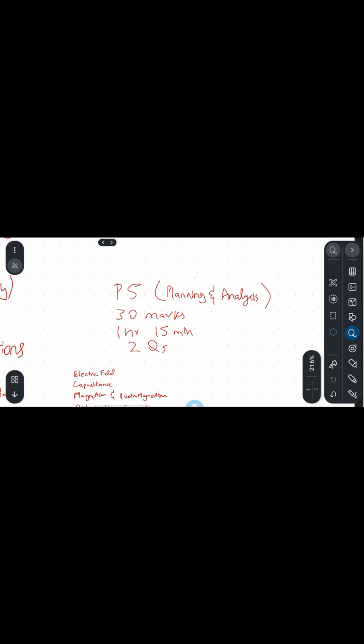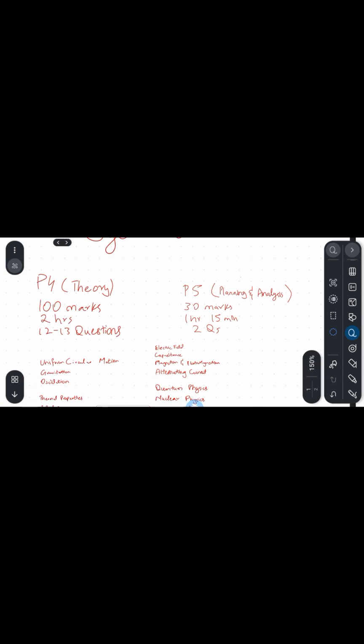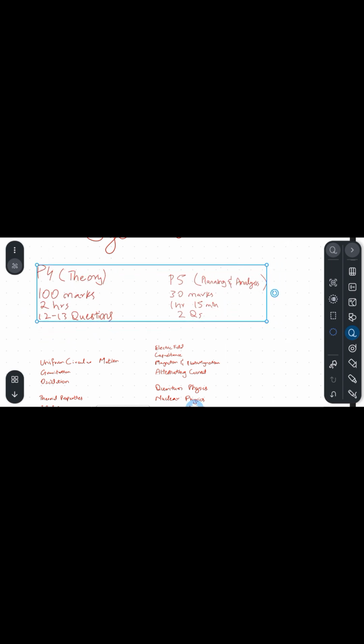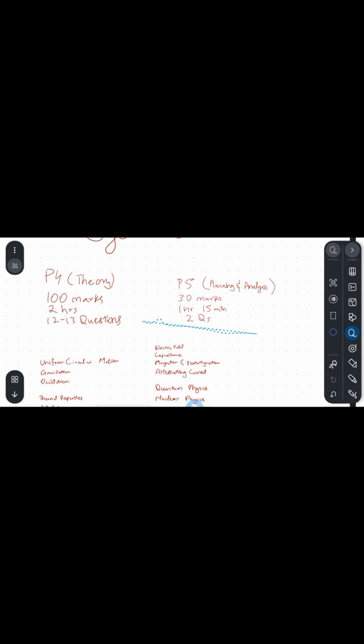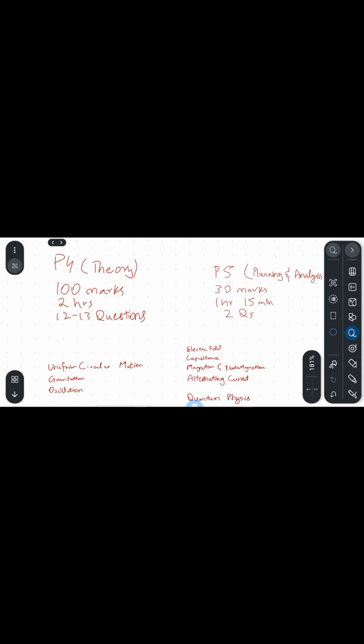And your P5 is just your practical in written form. Your first question will be of planning, and your second question will be of analysis. And you're going to be given 1 hour and 15 minutes to complete a 30 marks paper. So at first glance, your P5 seems really easy, and it is really easy. In fact, you can even prepare for P5 in just 1 to 2 months, or 1.5 months would be fine as well. So let's go over P4 and its topics.